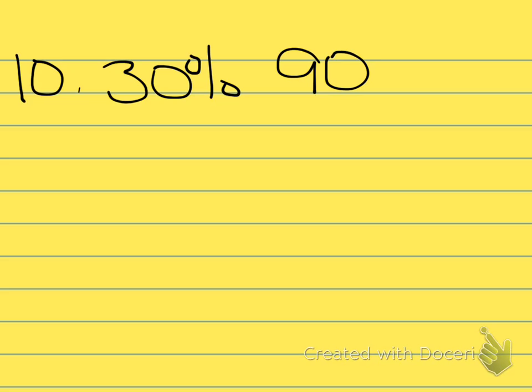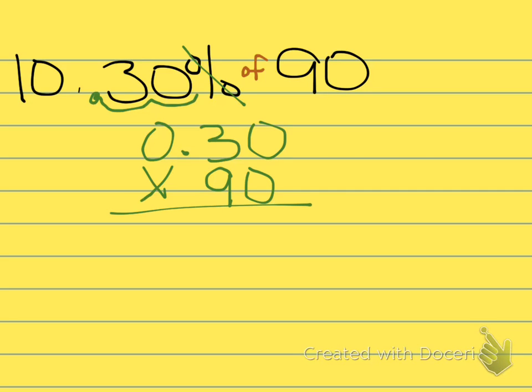Number 10, 30% of, sorry, I left out the of there, 90. For this one, I'm going to go ahead and do the multiplication method that you guys have used in the past. So I'm going to make this into a decimal by going to the left and then ditching the sign. So I get 0.3 or 0.30, however you want to do it. Either way, our answers are going to be the same. I'm going to multiply that times 90, because of means multiplication.